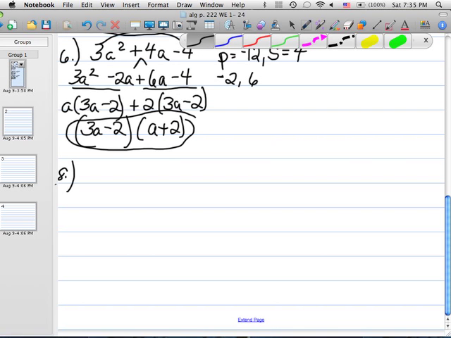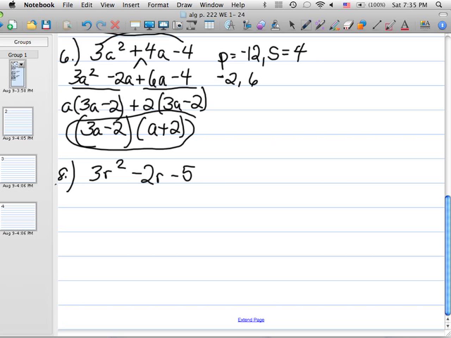Problem number 8. We have 3r squared minus 2r minus 5. Product equals 3 times negative 5, negative 15. Sum is negative 2. The two factors that would work would be 5 and 3. And the sum has to be negative, so the 5 would have to be negative and the 3 positive.